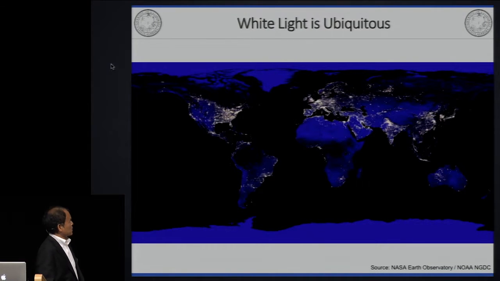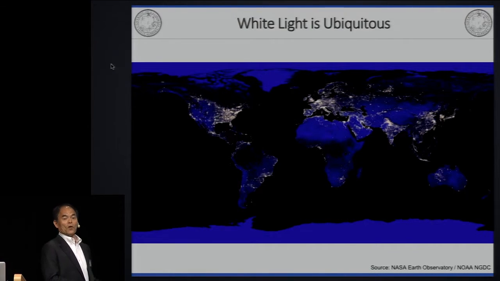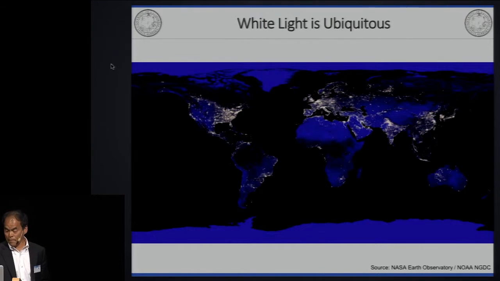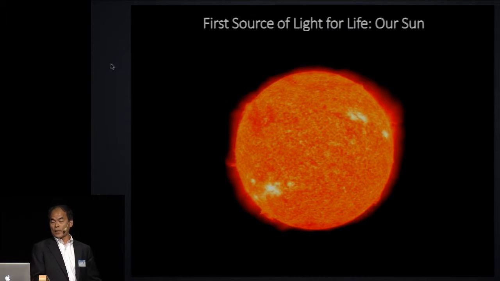And this is a satellite image. So you can see these industrial countries are causing a lot of global warming problems, no? They use a lot of energy. So the first source of light is the sun. Sunlight is most friendly for human eyes, so we automatically try to make copies of sunlight using LED and other techniques.